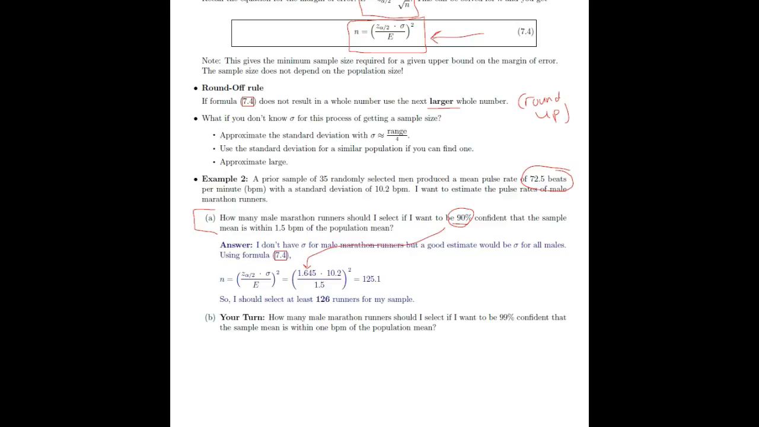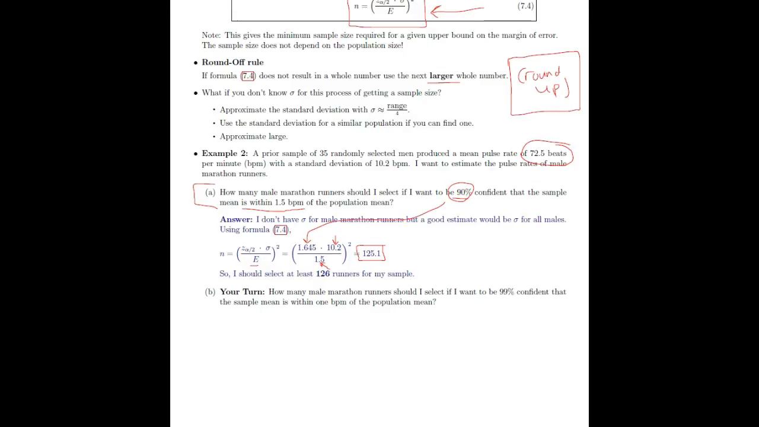For sigma, we're going to use the all males value, which is 10.2. And we want the sample mean to be within 1.5 beats per minute of the population mean. So that is basically giving us the margin of error, E. So we're going to plug that in for E right here. And then we just crunch out this product, quotient, square, and we get 125.1. So we're going to use the rule, which was that we always round up. And we're going to say that we should select at least 126 runners for my sample. All right, your turn, part B.